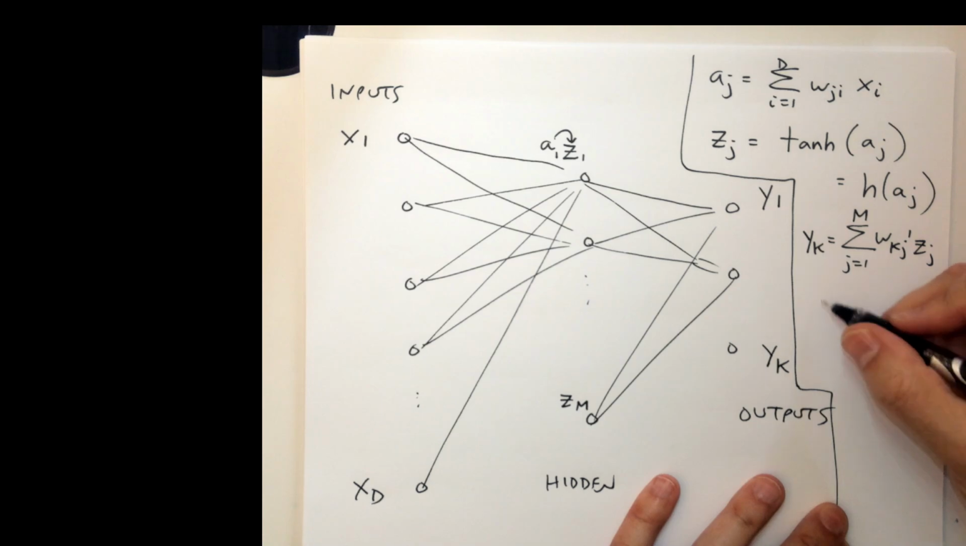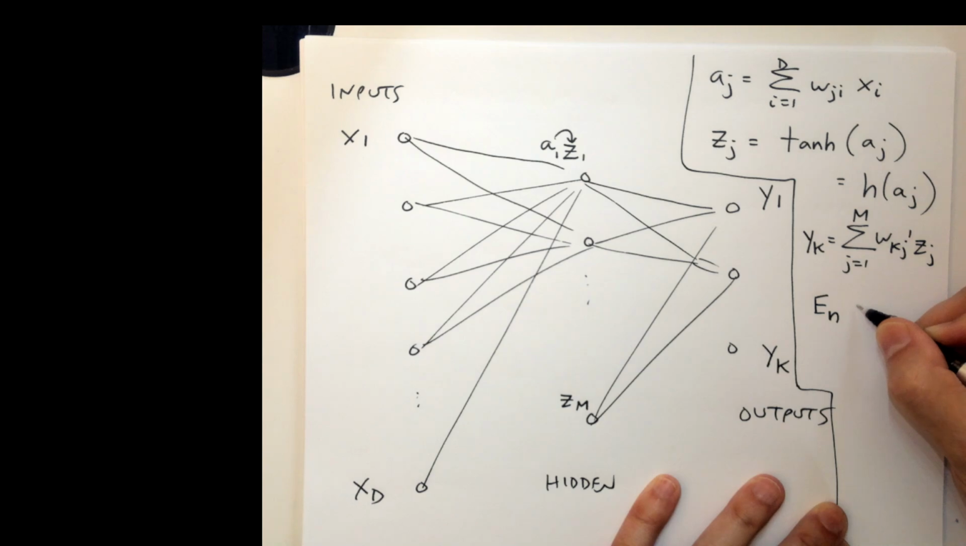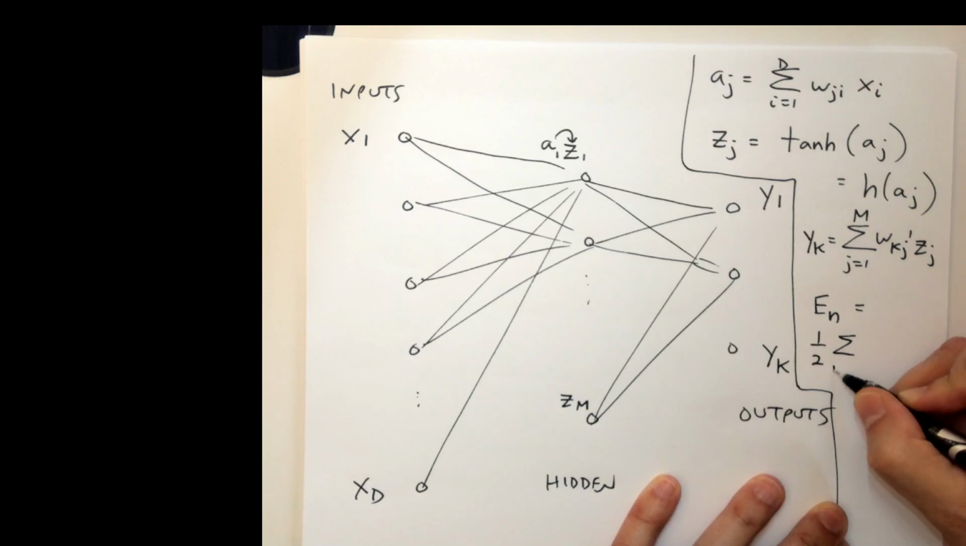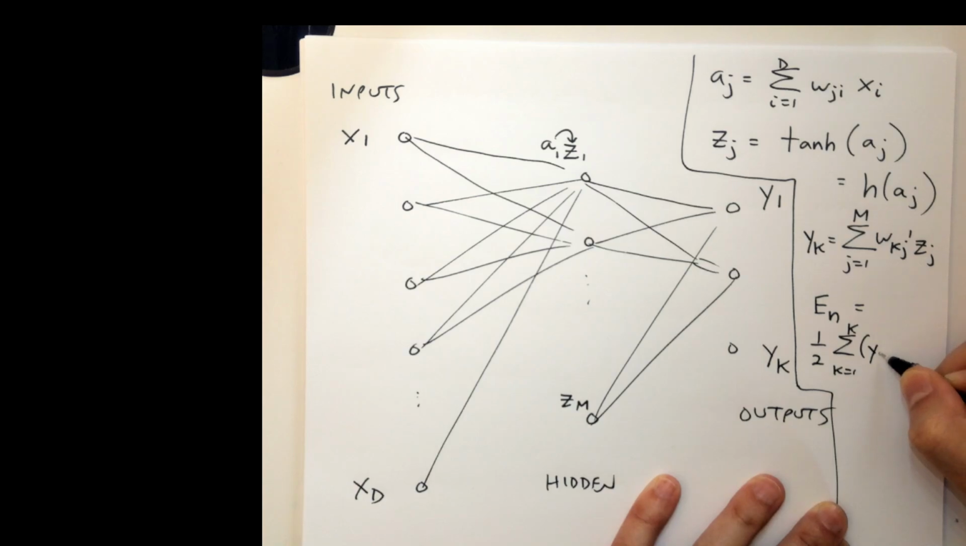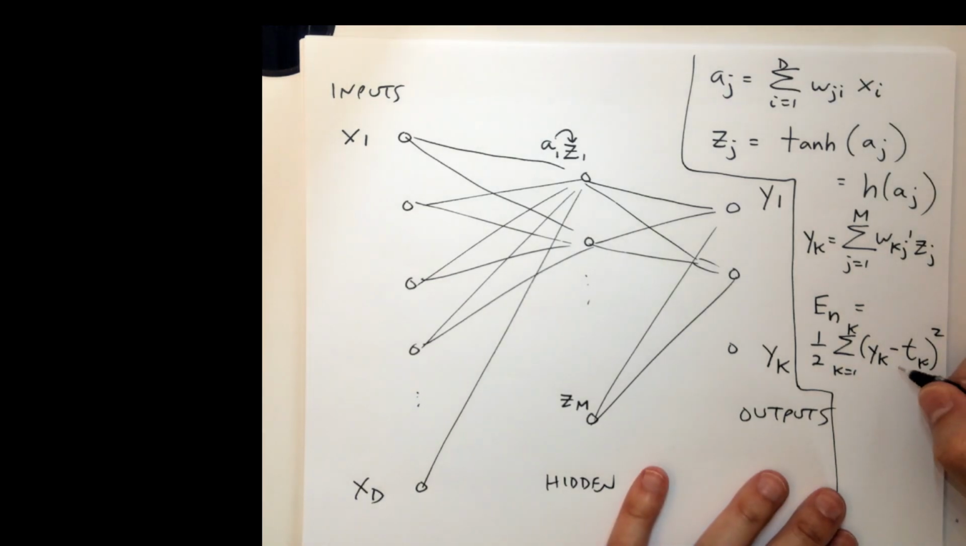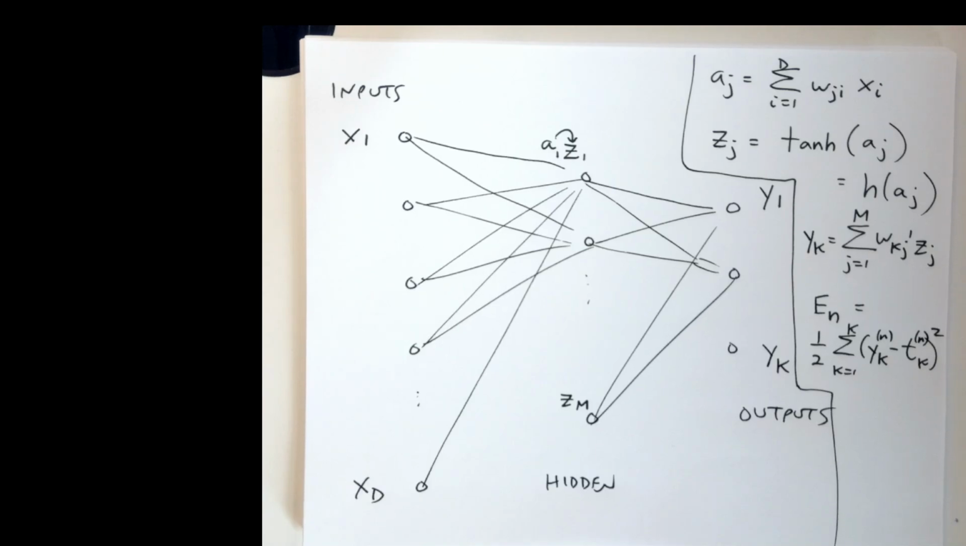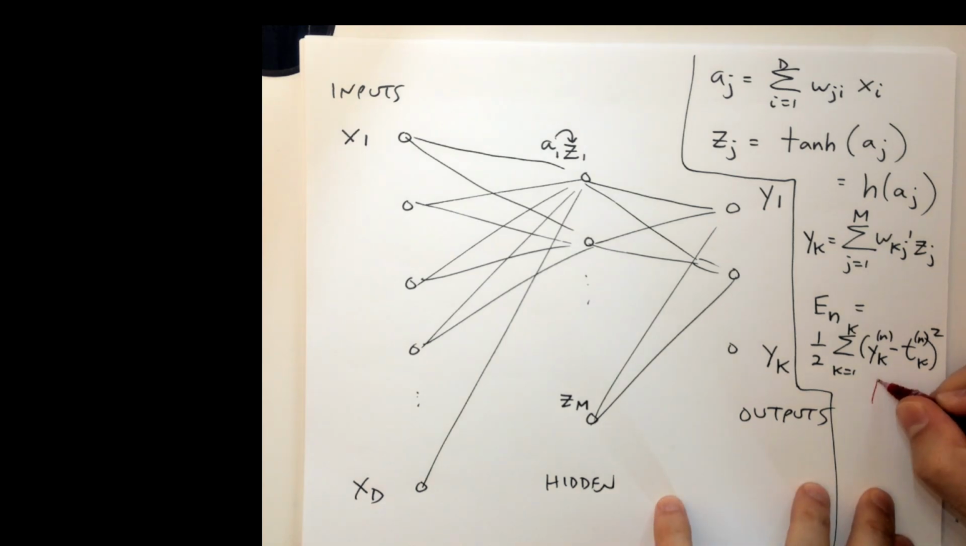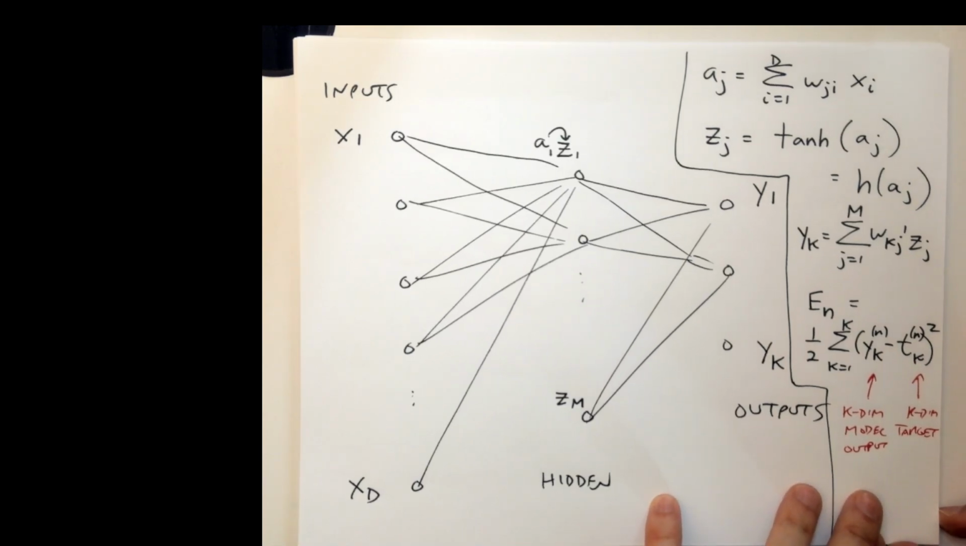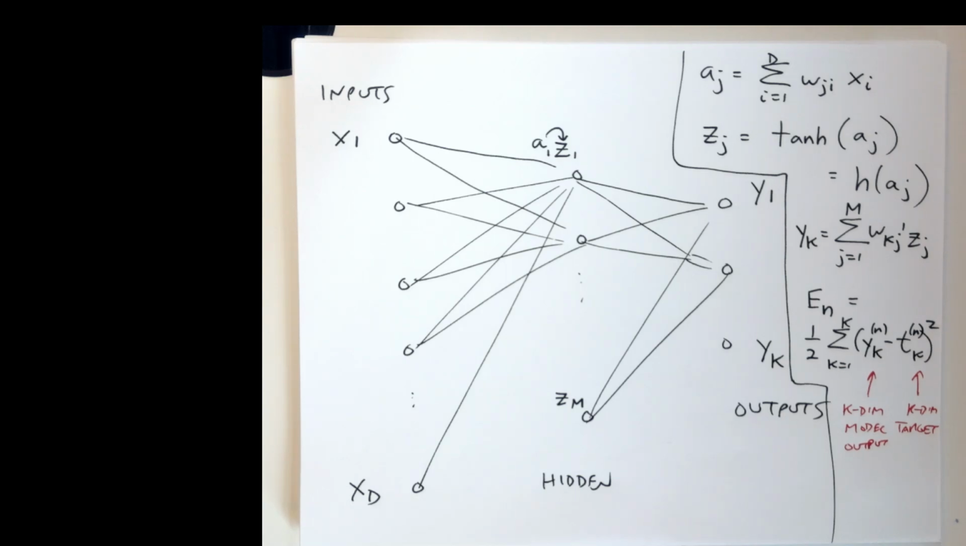And then we have a cost function. Our cost function for the nth data point is basically the difference between the output of the model and some target variable. I guess it should be y_k^n minus t_k^n. This is like saying I have a k-dimensional output variable, and I have one of those for every sample from 1 to n. So here, this is a k-dimensional model output, and this is a k-dimensional target. We're trying to minimize the difference between the model and the target, and that's the contribution to the error for the nth sample.